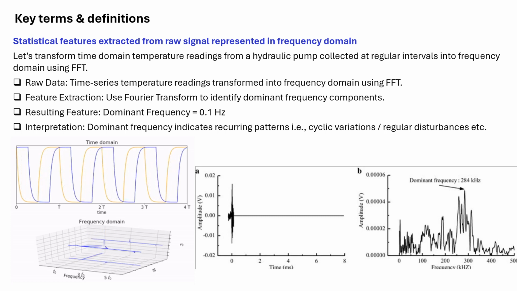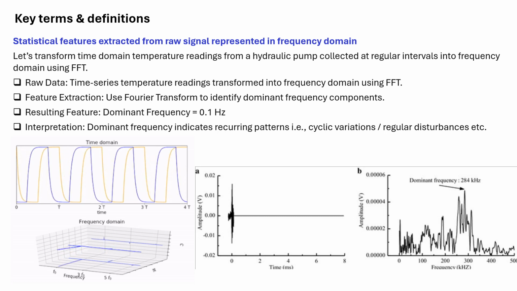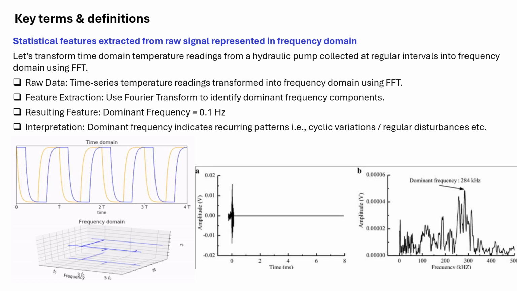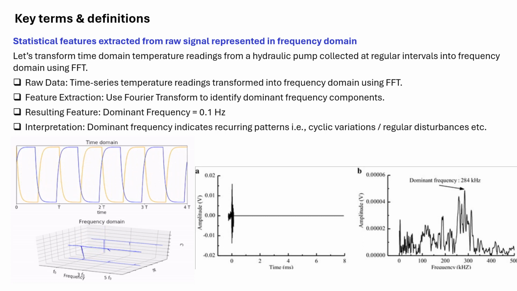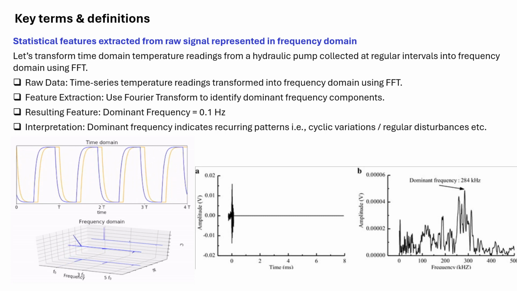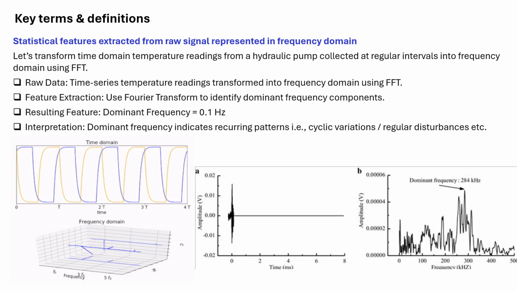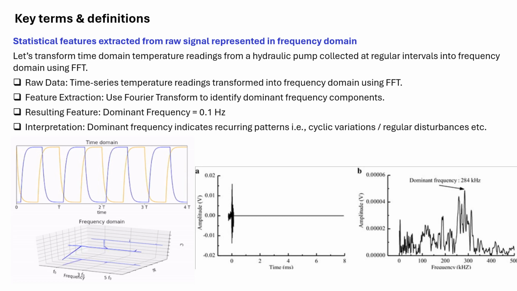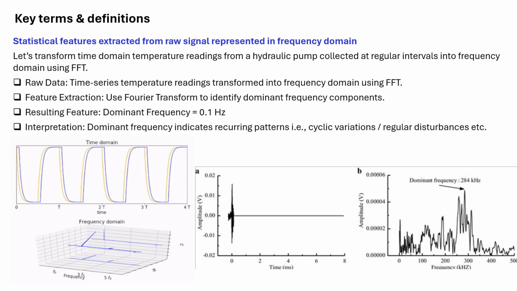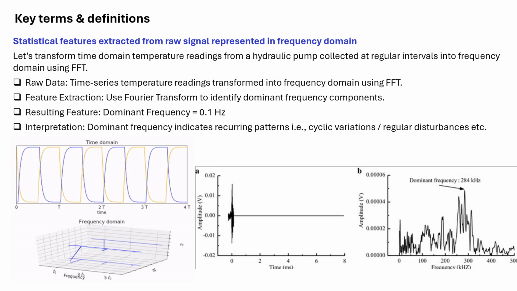In the context of a hydraulic pump, such cyclic variations could be indicative of specific operational behaviors, such as rotational cycles or periodic changes in load. Understanding this dominant frequency provides valuable insights into the inherent dynamics of the hydraulic system. In practical terms, this information could be instrumental for predictive maintenance or anomaly detection. Identifying and monitoring dominant frequencies allows engineers and analysts to recognize patterns or deviations from the expected cyclic behavior, enabling proactive measures to be taken before potential issues escalate.